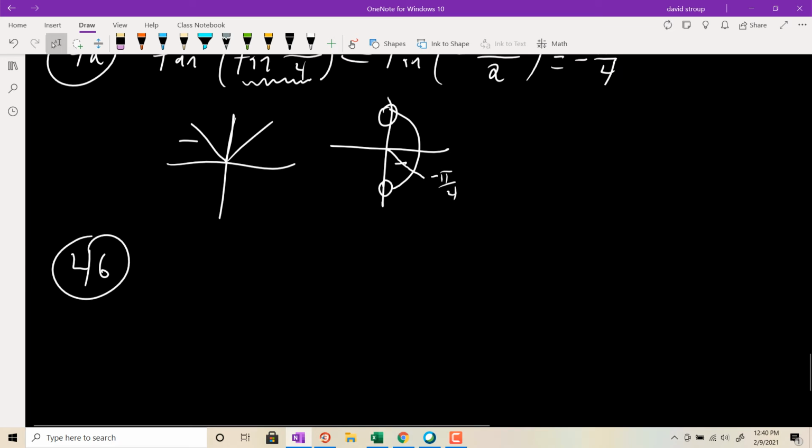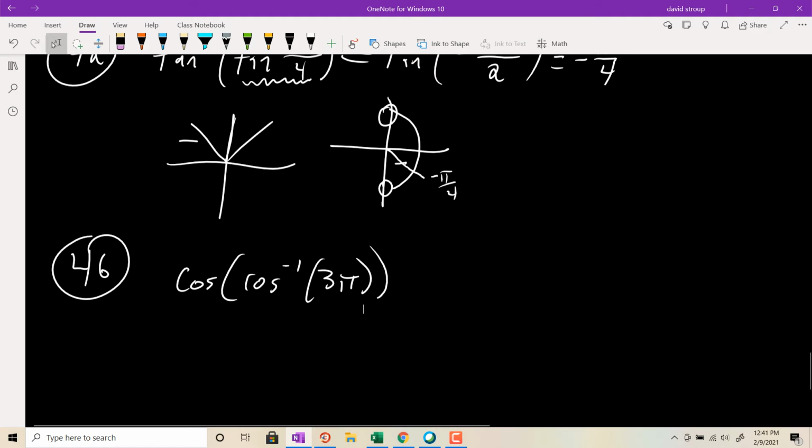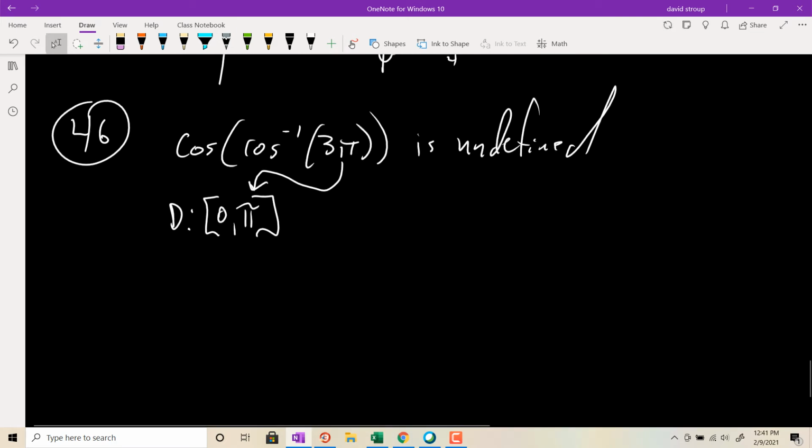Okay, so let's look at 46. We have cosine inverse of 3 pi. So what's the issue here, right? Well, 3 pi is not in the domain of cosine inverse. Again, what's the domain of cosine inverse? That's 0 to pi. Right? 3 pi is not in there, so we would say it's undefined. And there's an option for that in my math lab. So that's always a possibility.